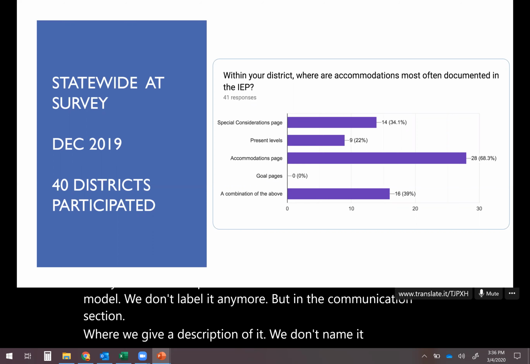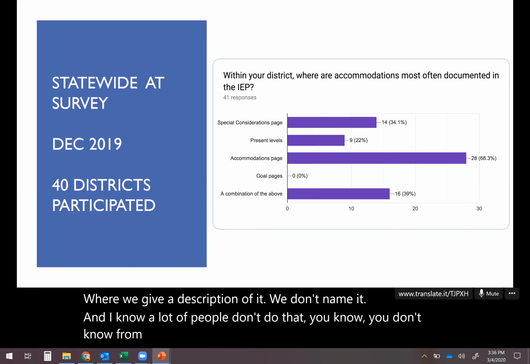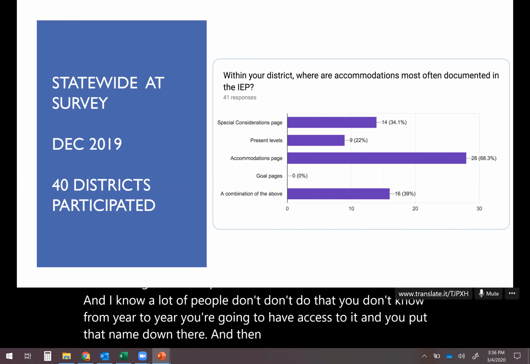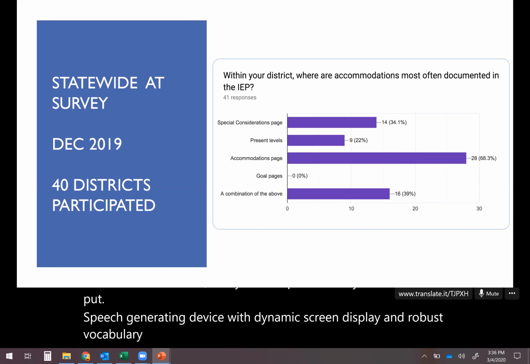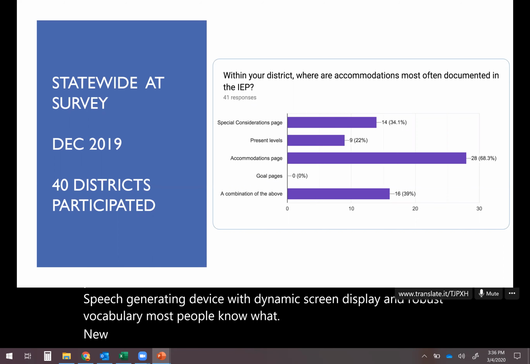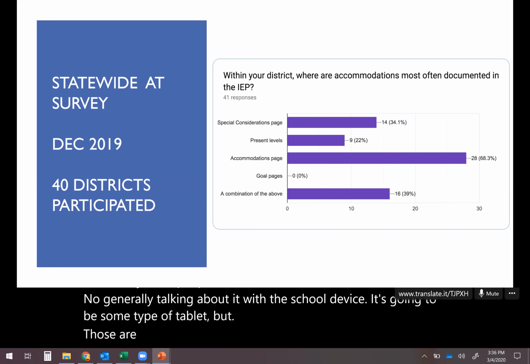Right. And I know a lot of people don't do that. You know, you don't know from year to year if you're going to have access to it, and you put that name down there and you're required to. Right. So, you know, if we put speech generating device with dynamic screen display and robust vocabulary, most people know what you're generally talking about. If it's a school device, it's going to be some type of tablet. But those are, that's the other place that we often see it written in, but by description.